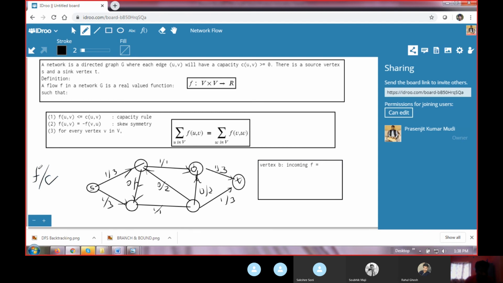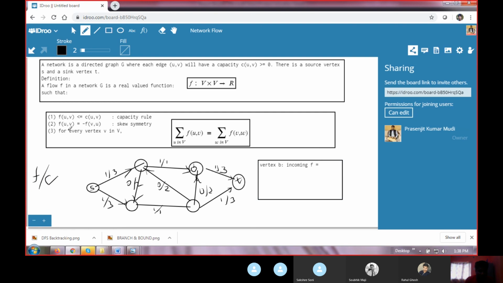So this is the flow of any edge. All the edges are labeled like this, some value by some value. The first value represents the flow, and the right side value is the capacity. All the edges are valid, meaning they satisfy the first rule, the capacity rule. The flows are always less than or equal to the capacity. And skew symmetry is not required for this graph.